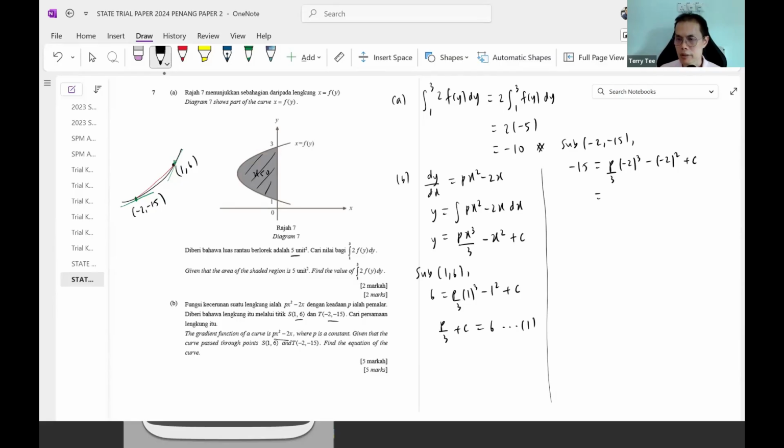This will be -8 over 3p minus 4 plus c. So you can bring that 4 to the right-hand side. You get -8 over 3p plus c equals -11. Equation number 2. Okay, so I'm going to take equation 1 minus equation 2. So p over 3 minus -8 over 3, that is 9 over 3. 9 over 3 is 3. C minus c is 0.